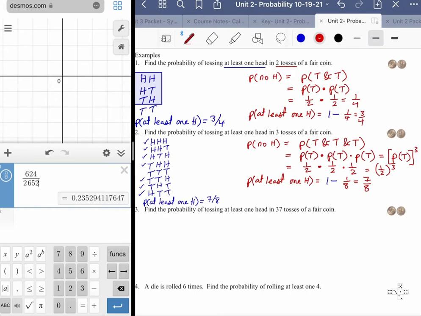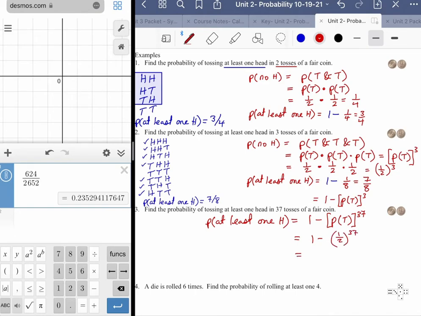So what this actually ended up being as a rule would have been 1 minus the probability of tails to the third power. Expanding that, it's not 3 tosses of a coin, it's 37 tosses of a coin. So the probability of at least 1 heads would be 1 minus the probability of getting a tails raised to the 37th power. So 1 minus 1/2 to the 37th power.